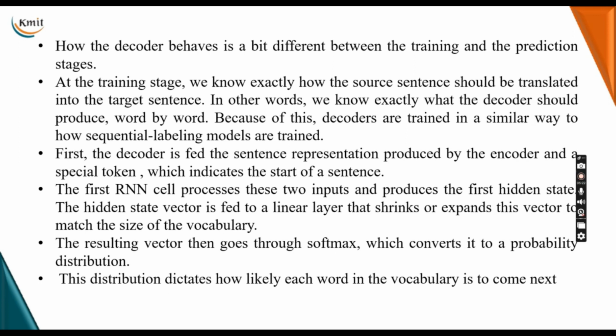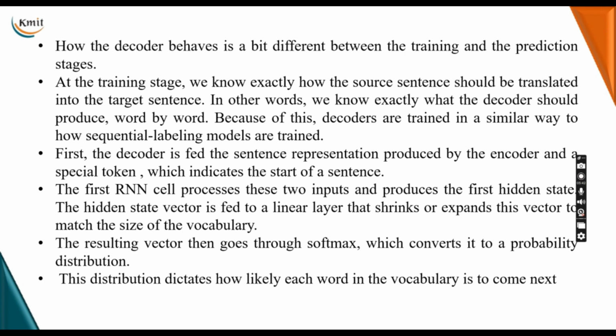Now let us talk about the training phase. We know exactly how the source sentence should be translated into the target sentence, right? So we know exactly how the decoder should produce the output word by word. Because of this, the decoders are trained in a way similar to how sequential labeling models are trained.